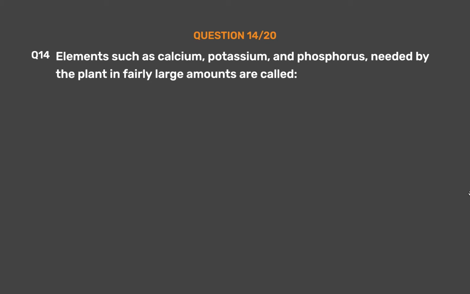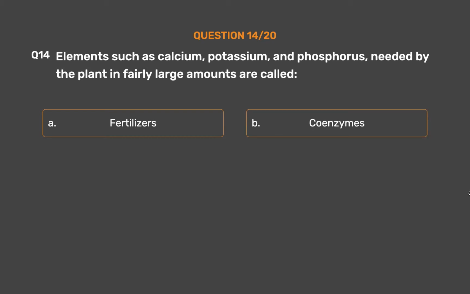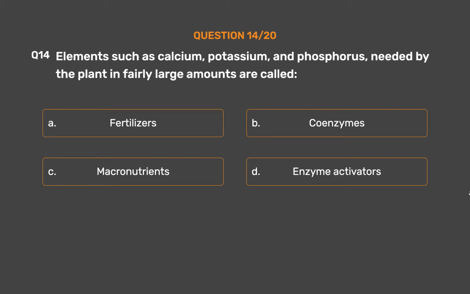Question number 14. Elements such as calcium, potassium, and phosphorus, needed by the plant in fairly large amounts, are called: Option A. Fertilizers. Option B. Coenzymes. Option C. Macronutrients. Option D. Enzyme activators.